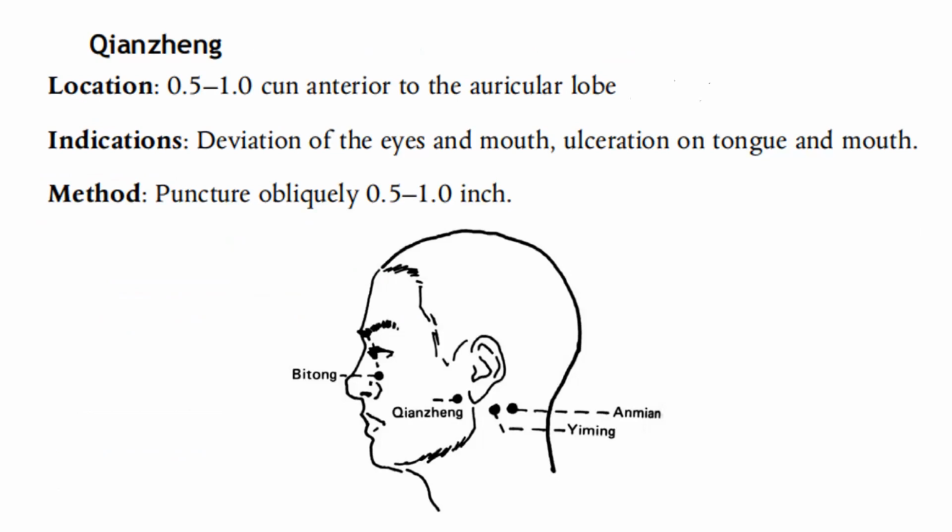Location: 0.5 to 1.5 cun anterior to the auricular lobe. Indications: deviations of the eye and mouth, ulceration of tongue and mouth. Method: puncture obliquely 0.5 to 1 inch.